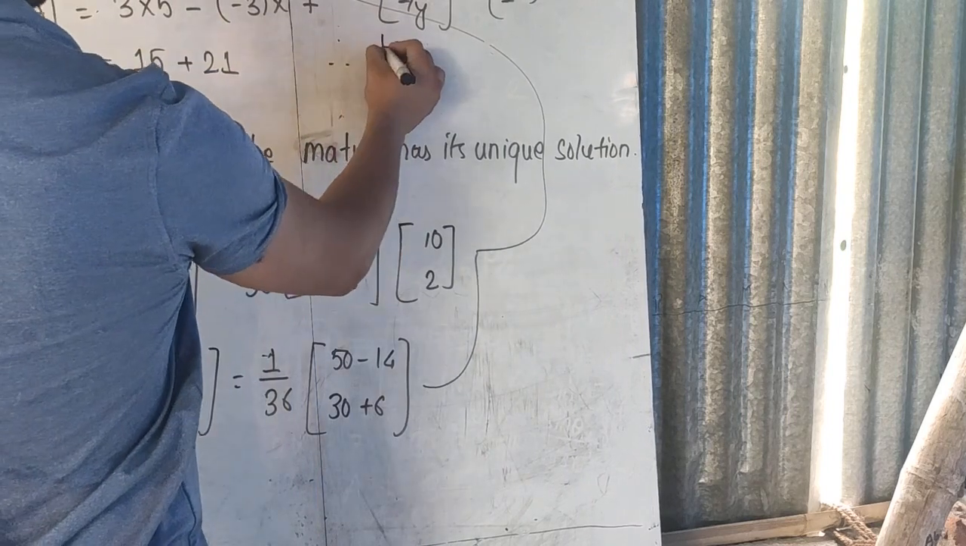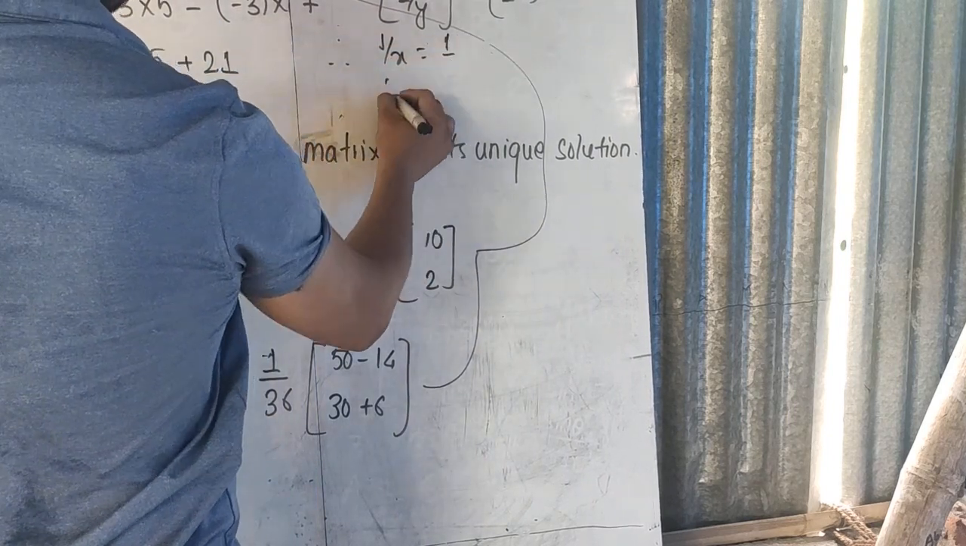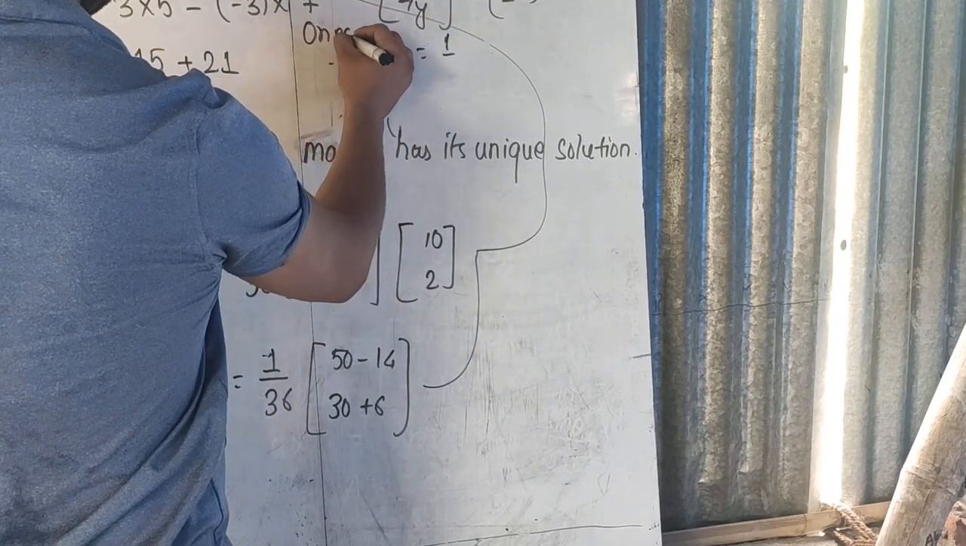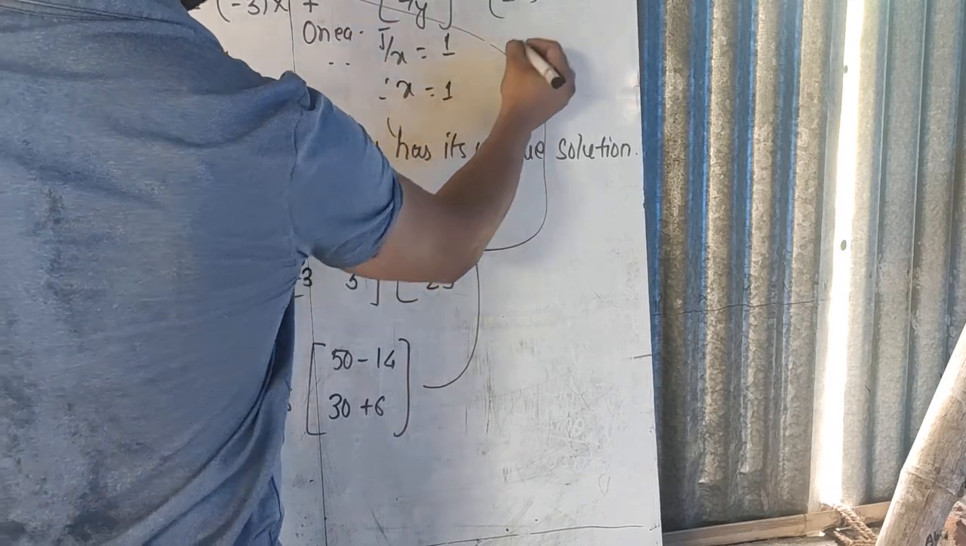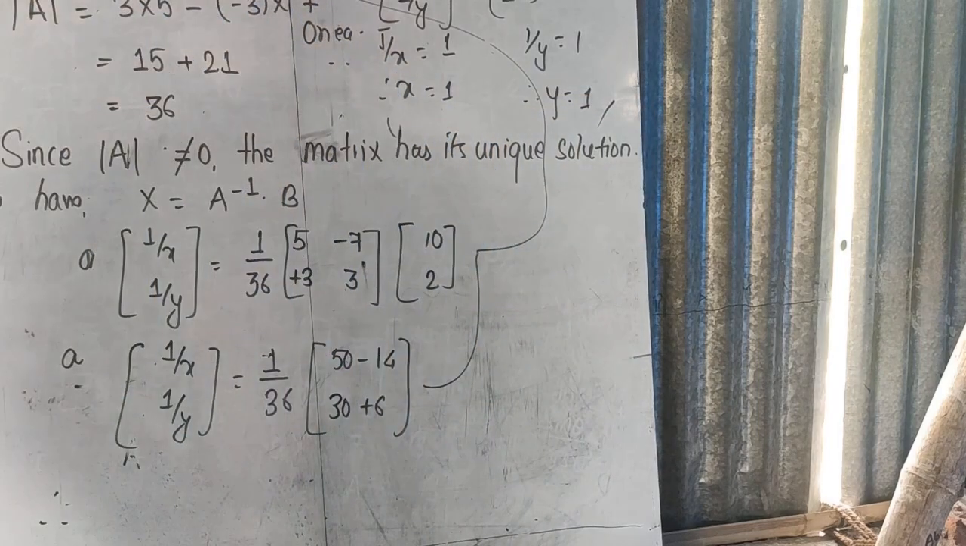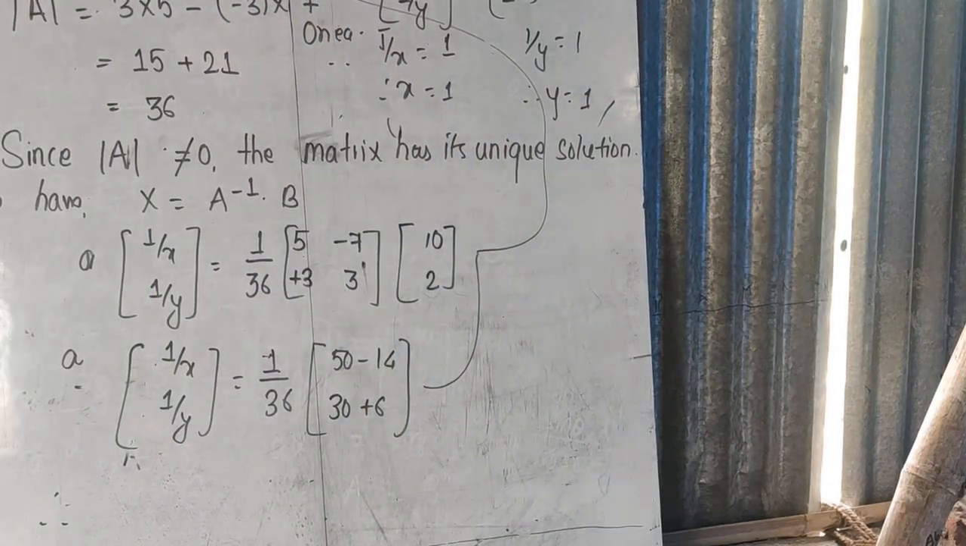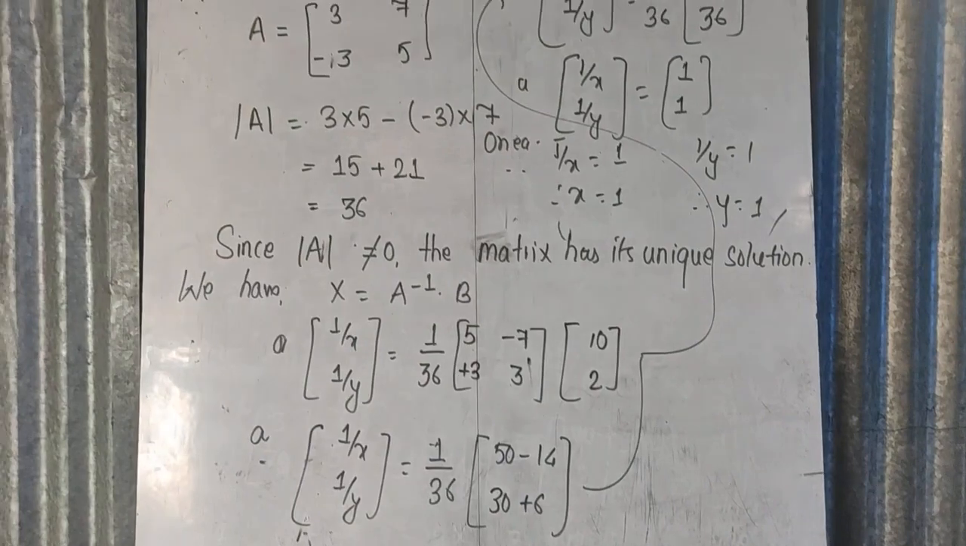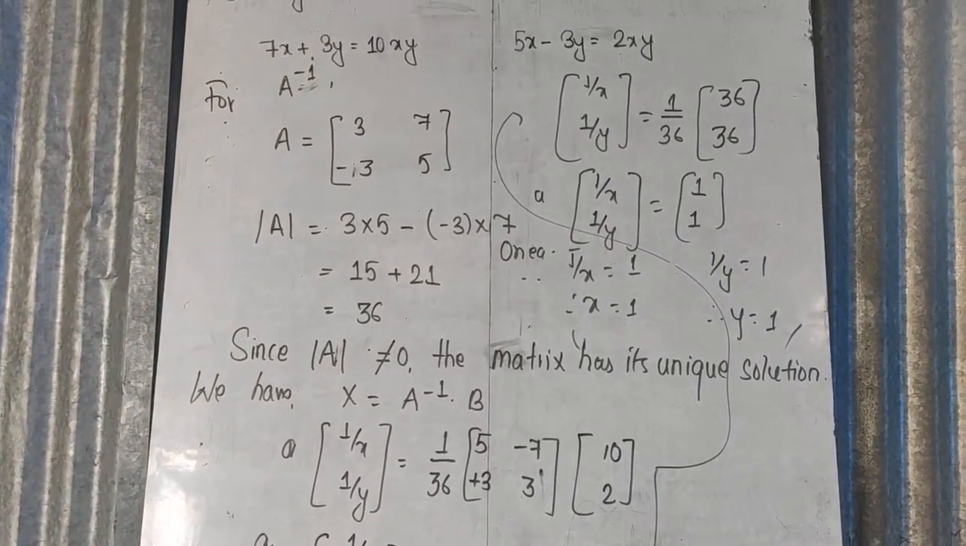So on equating, 1 by x equals 1, so x equals 1. Similarly, 1 by y equals 1, so y is also equal to 1. Okay, this much. This is all the possible questions that might come in the examination telling you to solve in a matrix way. Thank you.